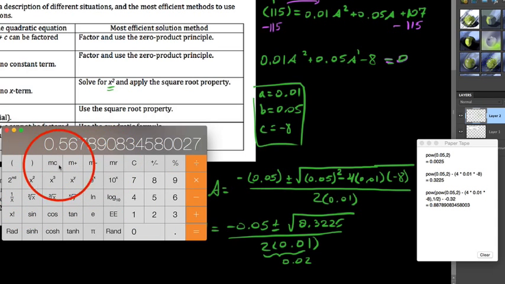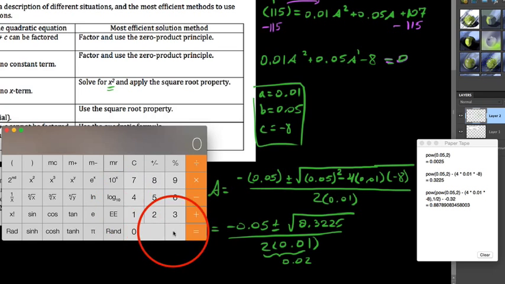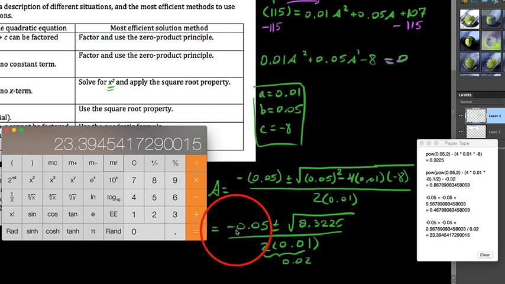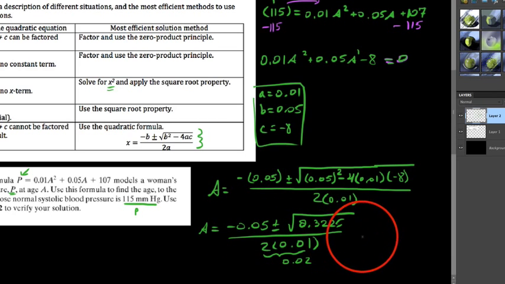Clear the memory here. So we'll memory plus this. So now I have negative 0.05 plus my memory recall. This looks familiar. We say equals. And then we'll divide that by 0.02. And so I get 23.39, and that is approximately 23.39.